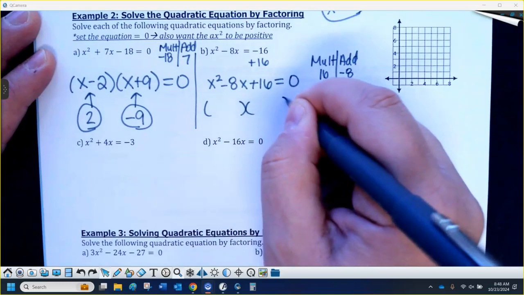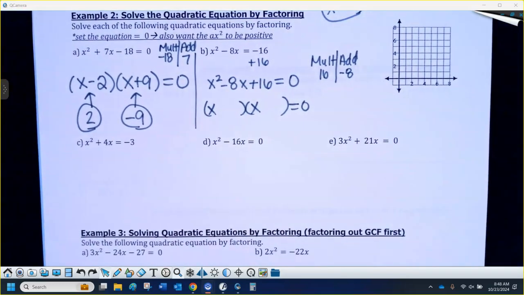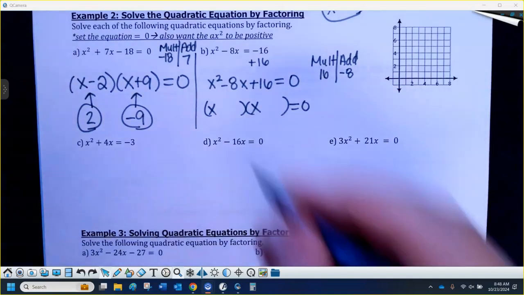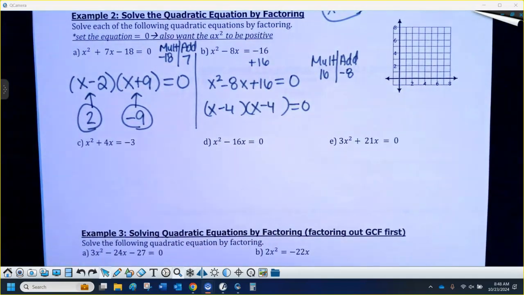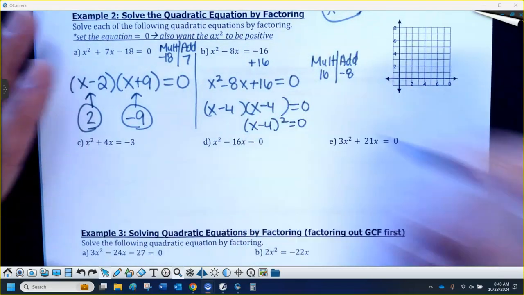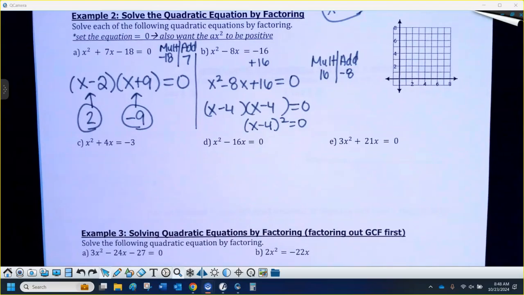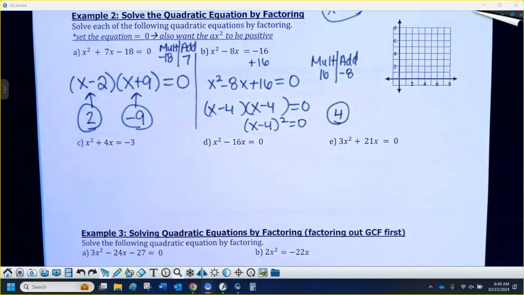Can you think of the two? This would start with x and x because I started with the x squared. What two numbers multiply to give you positive 16 and add to give you negative 8? Negative 4, negative 4. Okay, now these are actually the same answer, right? So I could do x minus 4 squared. There's only one answer to this question, and that would just be positive 4.